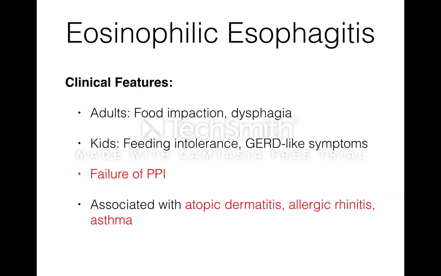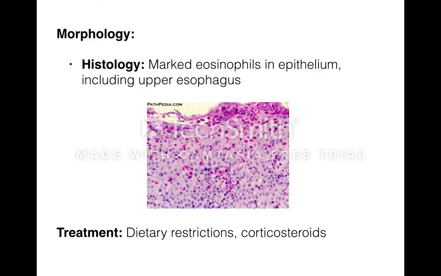So eosinophilic esophagitis can have different presentations based on age. Adults are going to present with food impaction and dysphagia, whereas kids will present with feeding intolerance and GERD-like symptoms. Typically, these patients will initially be treated with a PPI because of the GERD-like presentation. However, because that's not what's causing it, you're going to get failure of the PPI treatment. Eosinophilic esophagitis is also associated with atopic dermatitis, allergic rhinitis, and asthma.